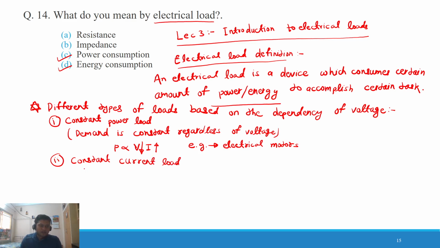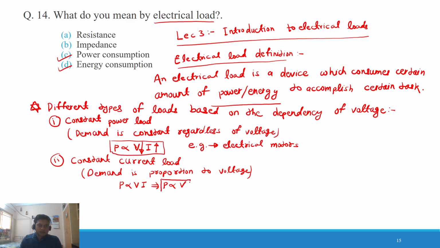Constant current load means demand is proportional to voltage. We know that power is directly proportional to VI. Since I is constant, it means power is directly proportional to V. So the demand is proportional to voltage.